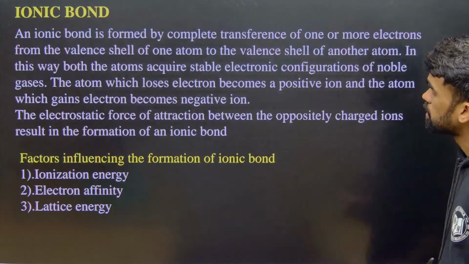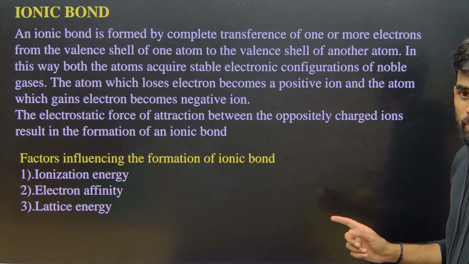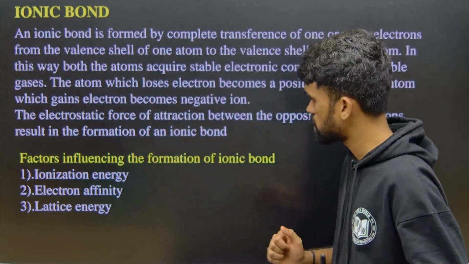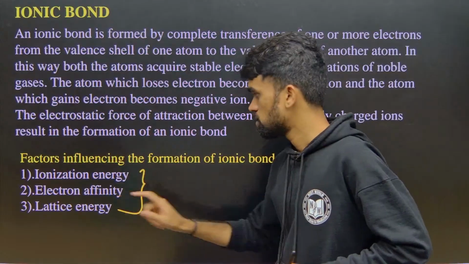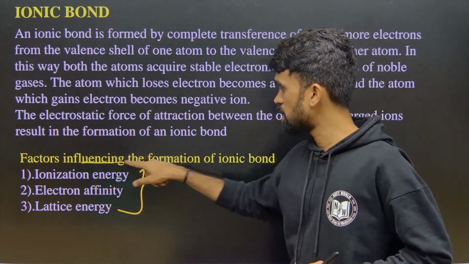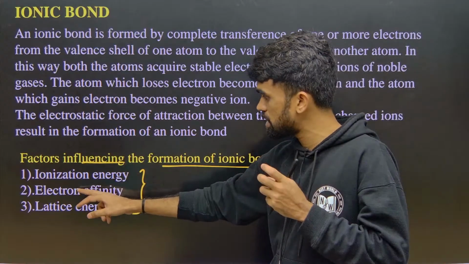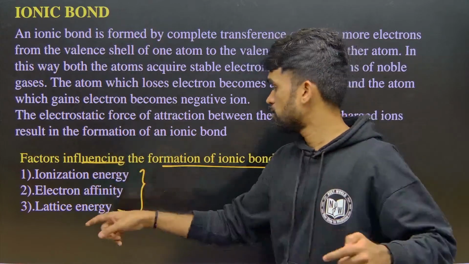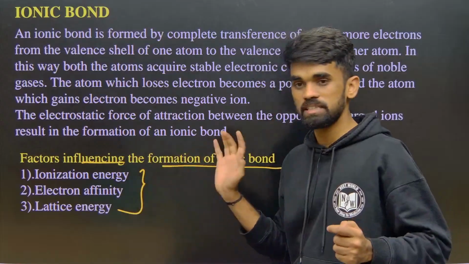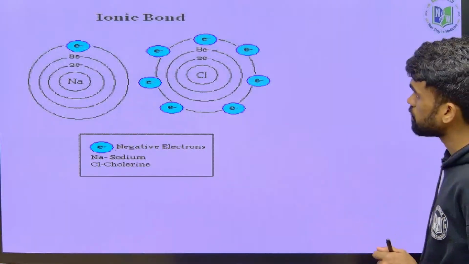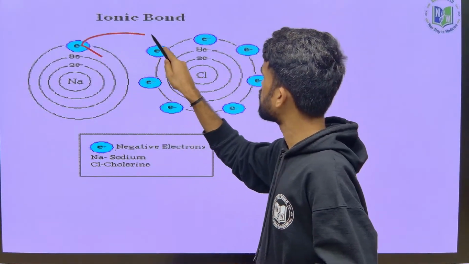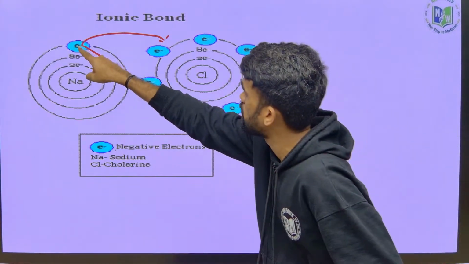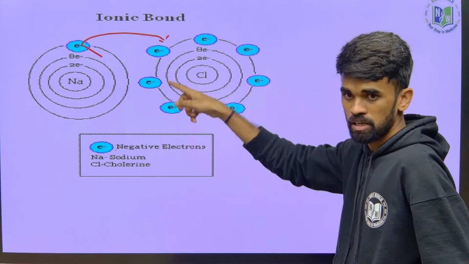Right, next. How is an ionic compound formed? By complete transfer of electrons from one atom to another, like sodium chloride we have seen. These are the 3 factors influencing the formation of an ionic compound. What are those? Ionization energy for the cation, electron affinity of the anion, and when they combine we get some energy called lattice energy. These are the 3 factors. See, sodium donates this electron and it becomes NaCl by transfer. The electron comes from here to the outer shell of chlorine.